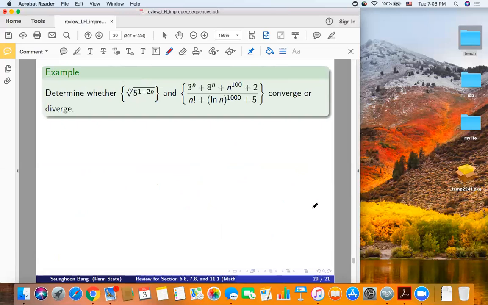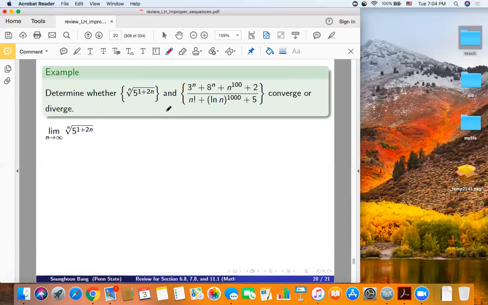The next one. This is the first one. Is it convergent or divergent? You can calculate the limit of the nth root of 5 to the power 1 plus 2n. What is the answer? Convergent or divergent? So what is the answer of this question? The limit of the nth root of 5 to the 1 plus 2n. What is the answer?